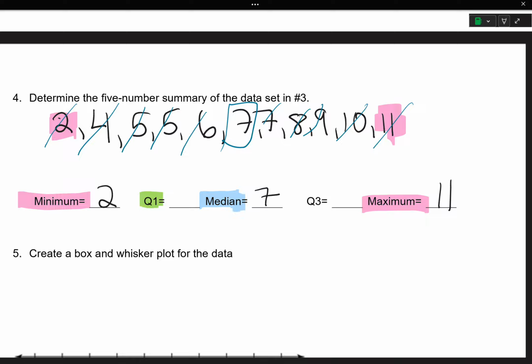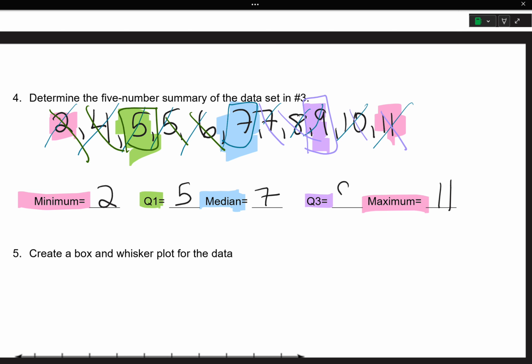Now that we found our median, we can find the first and third quartile. In order to find the first quartile, we're going to find the middle of the smaller end of our numbers. 5. And to find Q3, the middle of the larger end, I got distracted, I was going to highlight. We're going to find the middle of that side. Let's do it. It's 9. So our third quartile is 9.